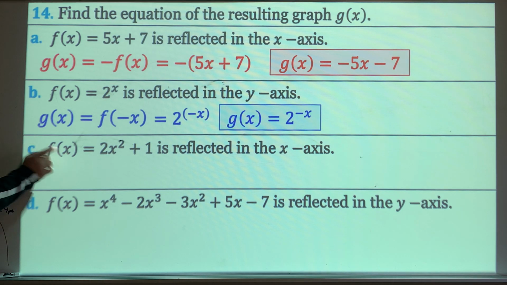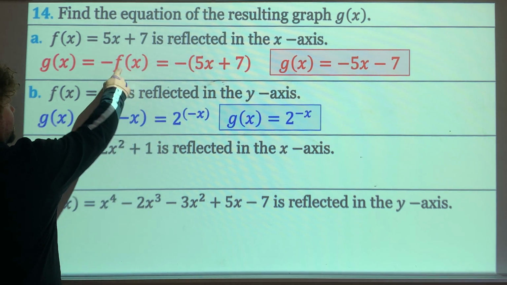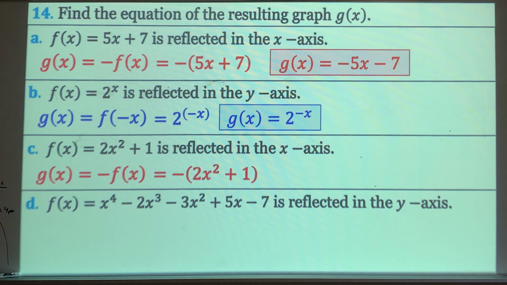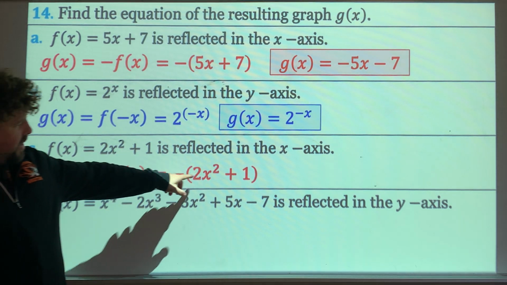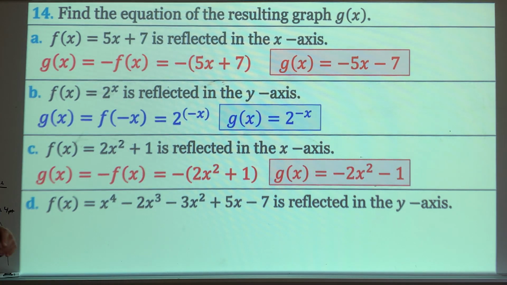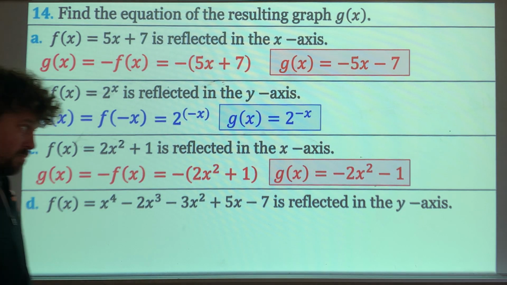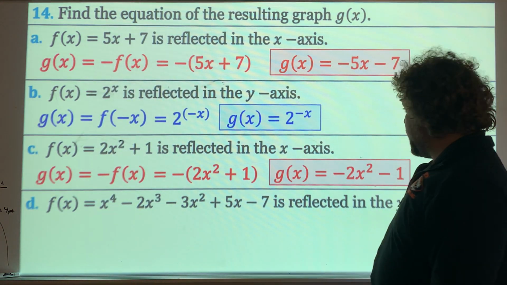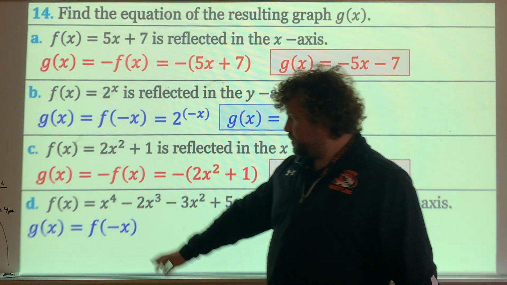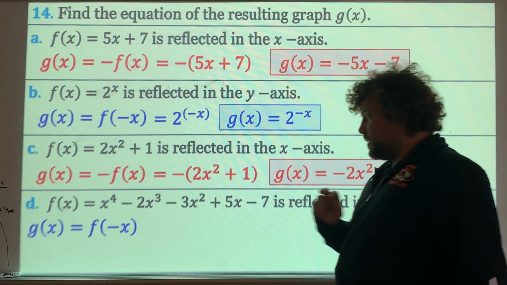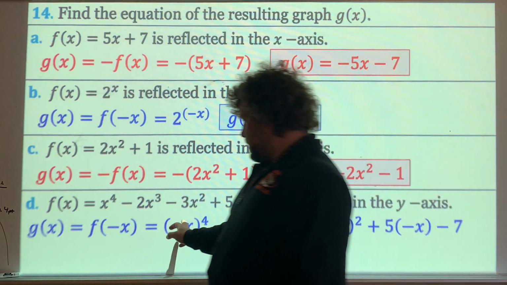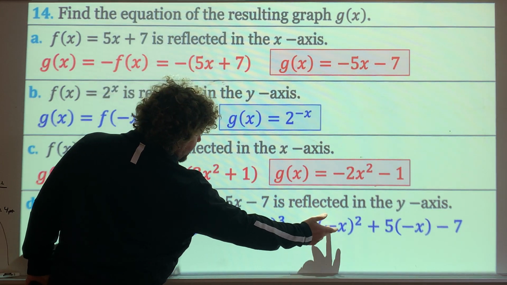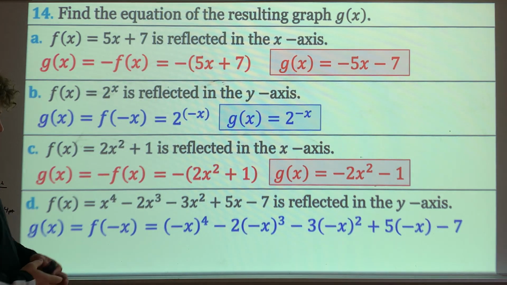Next one. You're reflecting it in the x, negative f of x. So I take a negative 1 and I multiply it by this whole function. Negative 2x squared plus 1, negative 2x squared minus 1. I like that. Last problem. Y-axis, f of negative x. So I'm going to put a negative x in for 1, 2, 3, 4 pieces. Negative x to the 4th minus 2, negative x to the 3rd minus 3, negative x squared plus 5 negative x minus 7. Now watch.